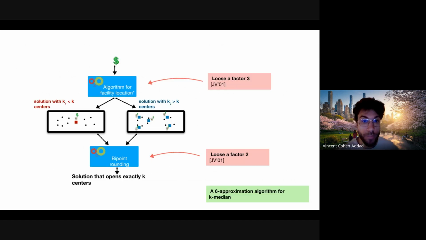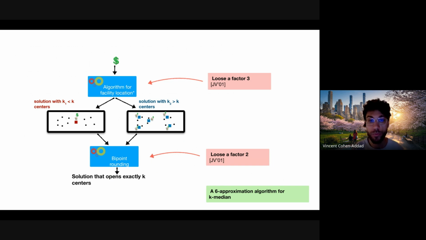Here's the approach that was pioneered in the early 2000s, where we know how to do good approximation for facility location. In that context, one could input some price and obtain a solution with slightly less than k centers, or a solution with more than k centers. But the prices for these two solutions are extremely close, because you can do a binary search to find the right price. And once you have two solutions that are sandwiching k and that have almost similar price, you can nicely round them. This is called bipoint rounding, because you have two solutions that are combined together to give you exactly k centers in a nice way.